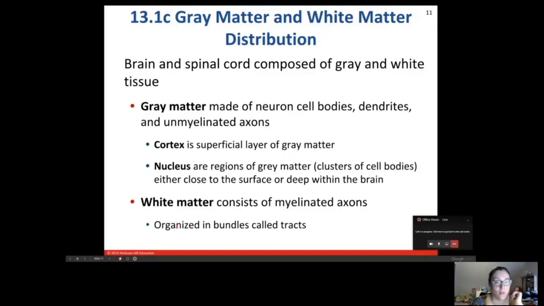White matter is going to consist of myelinated axons, right? So the myelin has this glossy white lipid-filled appearance. It's going to make it look white. So the white matter has myelinated axons. And in the central nervous system, they are organized in bundles called tracts. So our myelinated axons are organized in bundles called tracts.